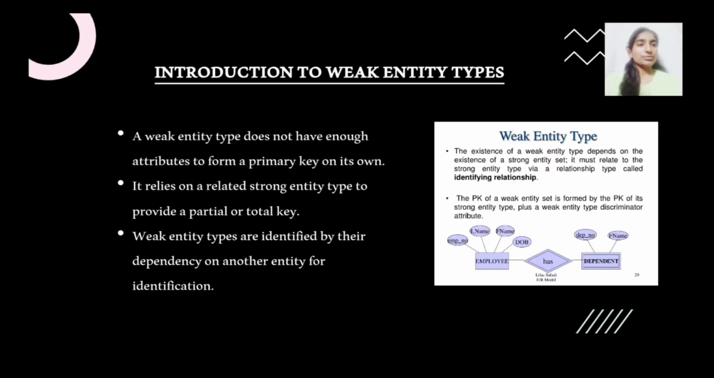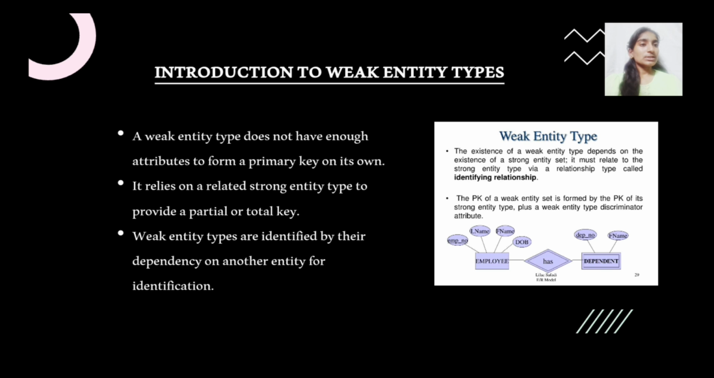Introduction to weak entity types. A weak entity type does not have enough attributes to form a primary key on its own. It relies on a related strong entity to provide a partial or total key. Weak entity types are identified by their dependency on another entity for identification.